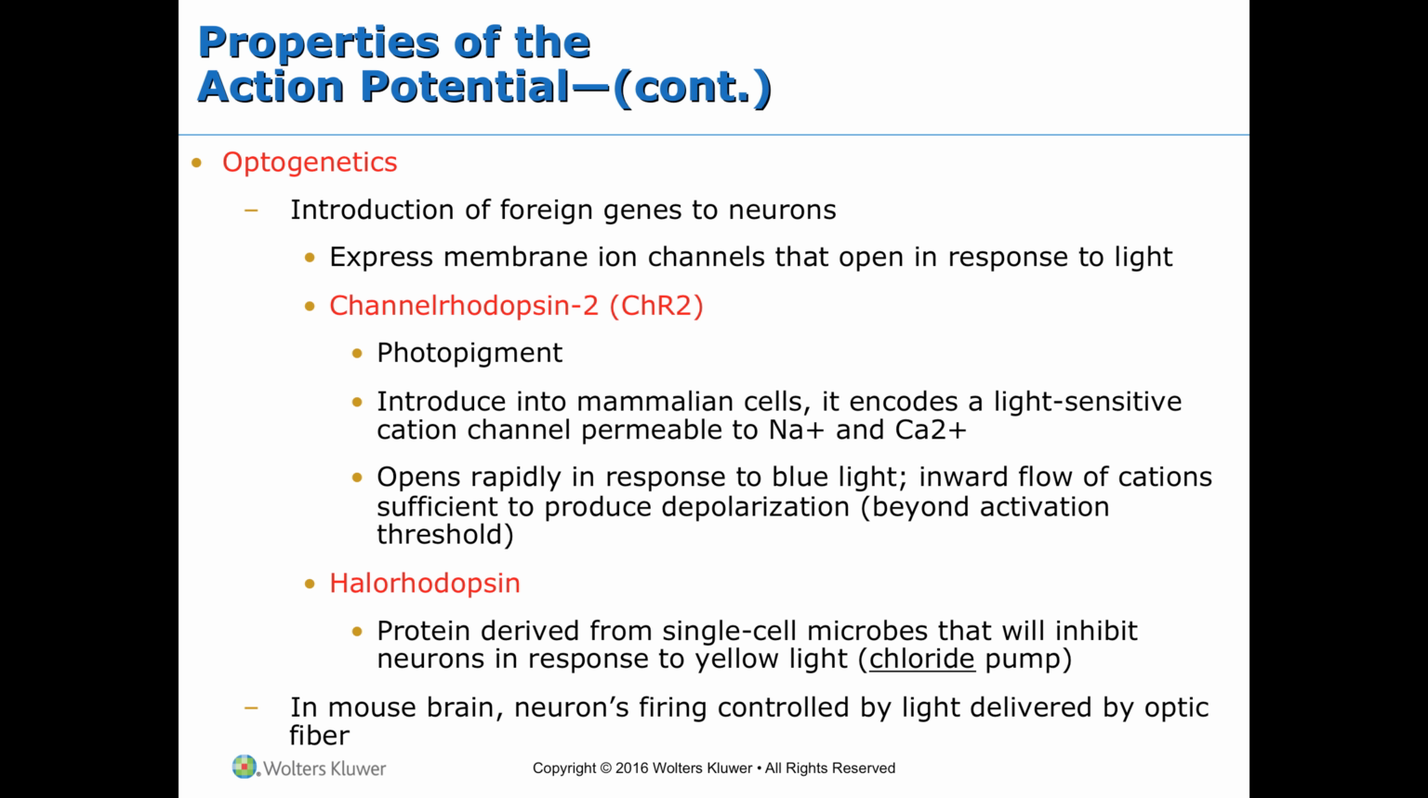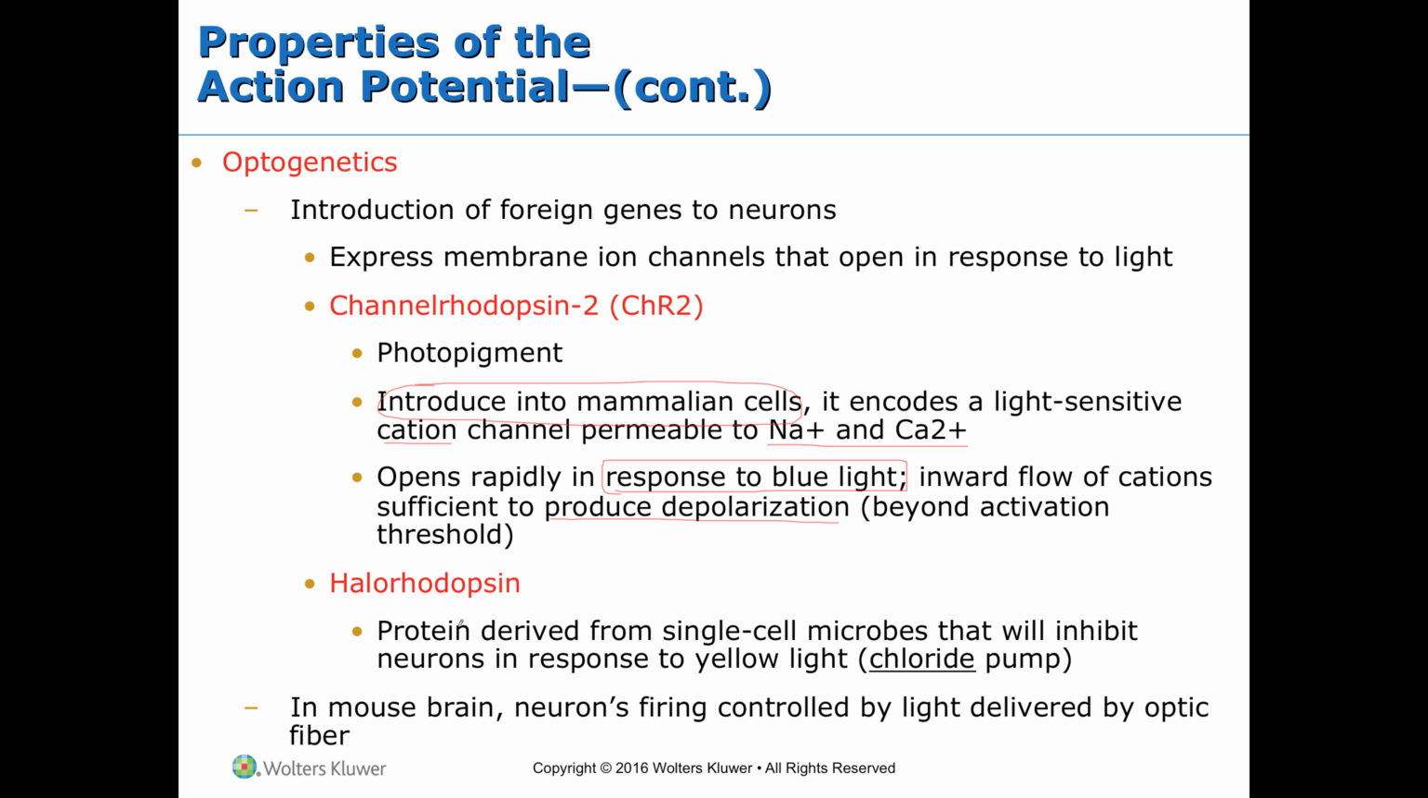So channelrhodopsin is a photopigment which, when introduced into mammalian cells, will encode a light-sensitive cation channel, cation being positively charged ions, permeable to sodium and calcium. So this opens rapidly in response to blue light, and an inward flow of cations is sufficient to produce depolarization beyond the activation threshold.